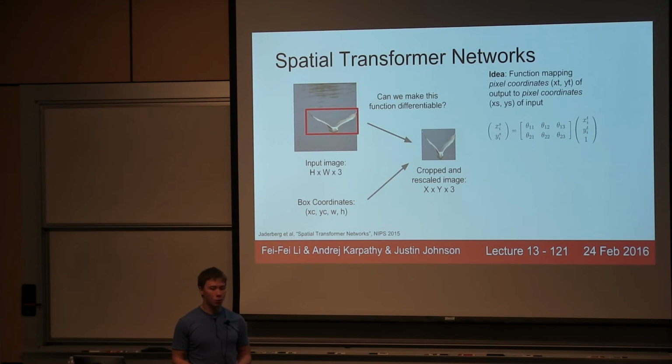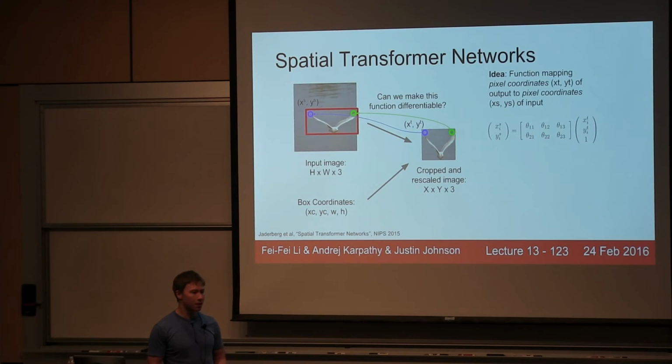And the idea is that we're going to write down a parameterized function that will map from coordinates of pixels in the output to coordinates of pixels in the input. So here, we're going to say that this upper right-hand pixel in the output image has the coordinates xt, yt in the output. And we're going to compute these coordinates xs and ys in the input image using this parameterized affine function. So that's a nice differentiable function that we can differentiate with respect to these affine transform coordinates.